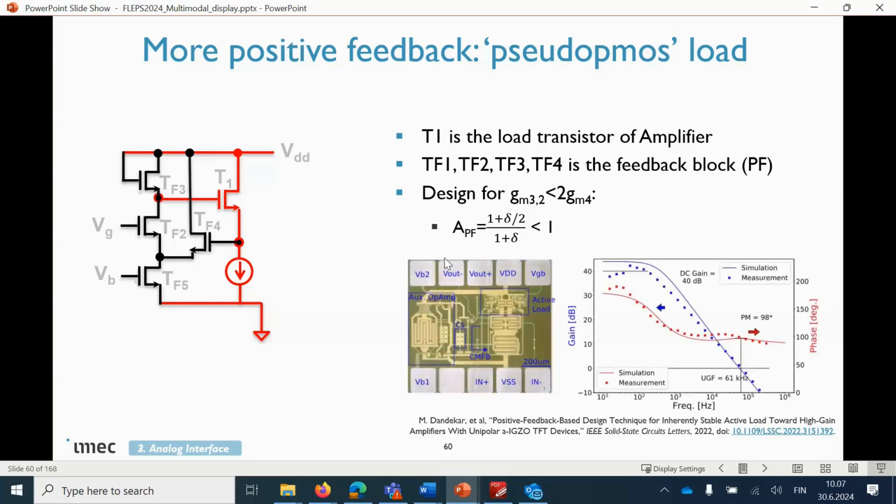So they did that. You can see a photograph of this differential amplifier. They measured it and report a bit more than 40 dB gain, but at the same time a very good phase margin of almost 100 degrees, which is actually the best out there. That is because they really analyzed the circuit, all the poles and zeros, and designed them the correct way to make it happen.